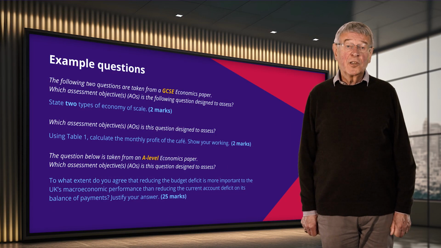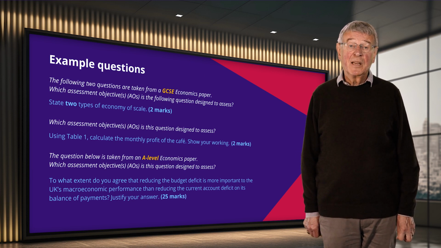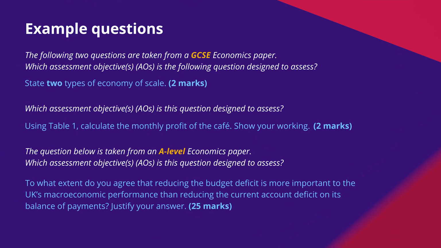We're now going to look at a few questions and link them to the assessment objectives. The first 2 questions are taken from a GCSE economics paper. I want you to consider which assessment objectives each of these questions is designed to assess. The first one: state 2 types of economies of scale, for 2 marks. This is clearly going to be AO1.